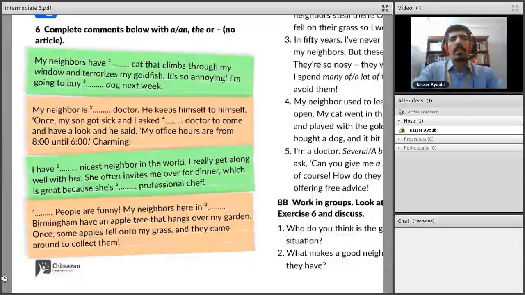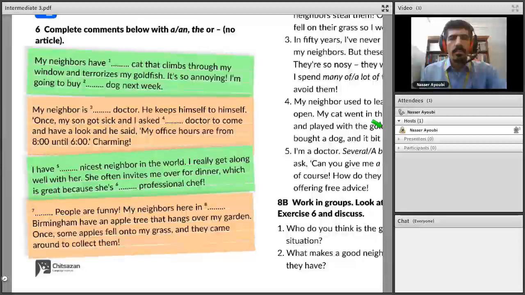So, my neighbors have a cat. It's the first time we are using it. My neighbors have a cat that climbs through my window and terrorizes my goldfish. Terrorizes means frightens. It's so annoying. I'm going to buy a dog next week. It is the first time dog is mentioned, so a is used.